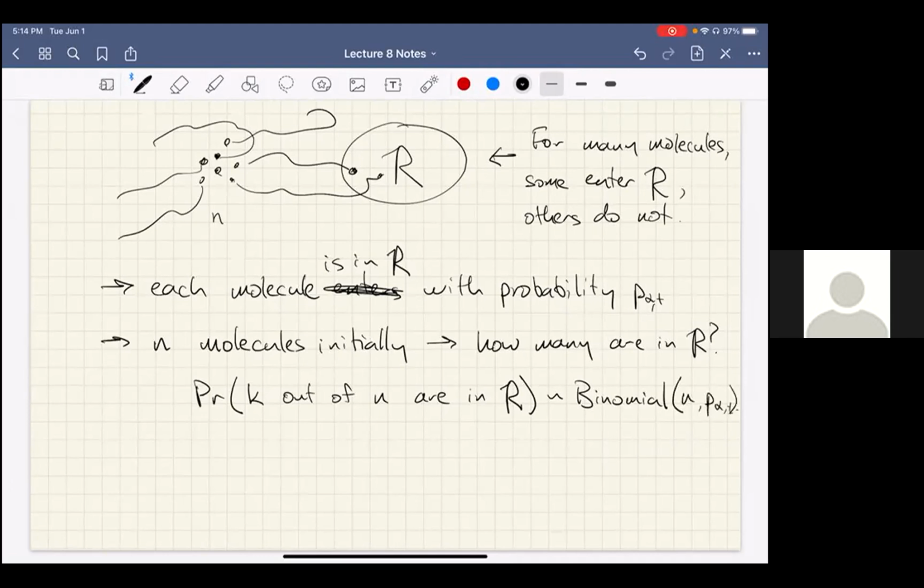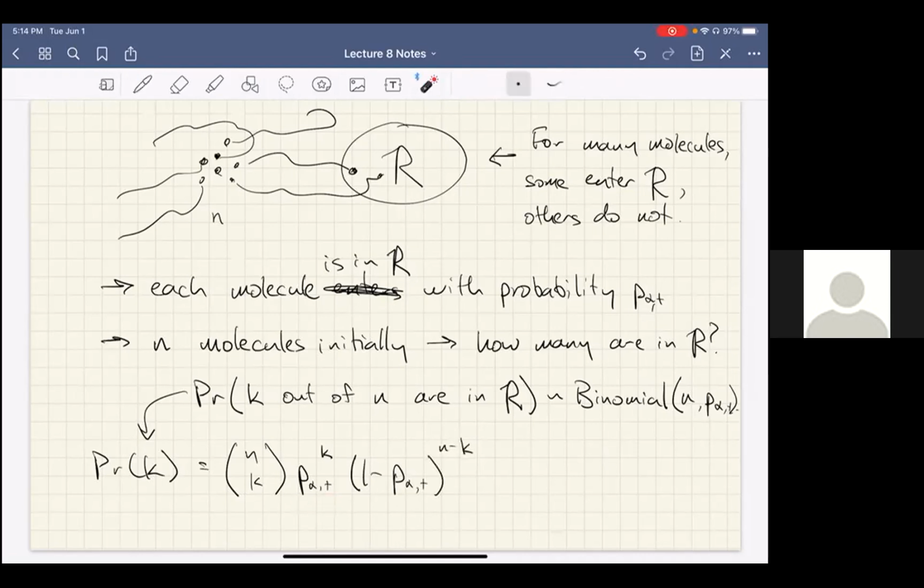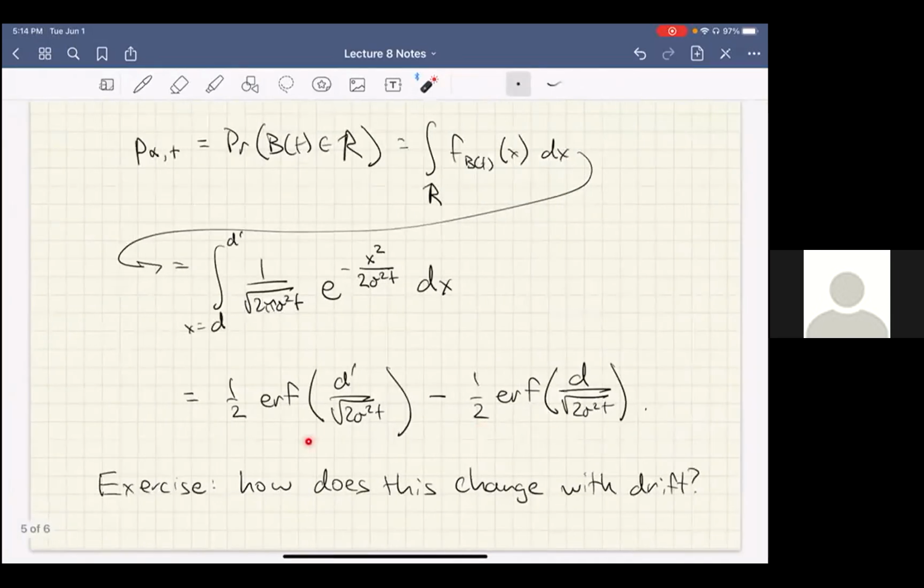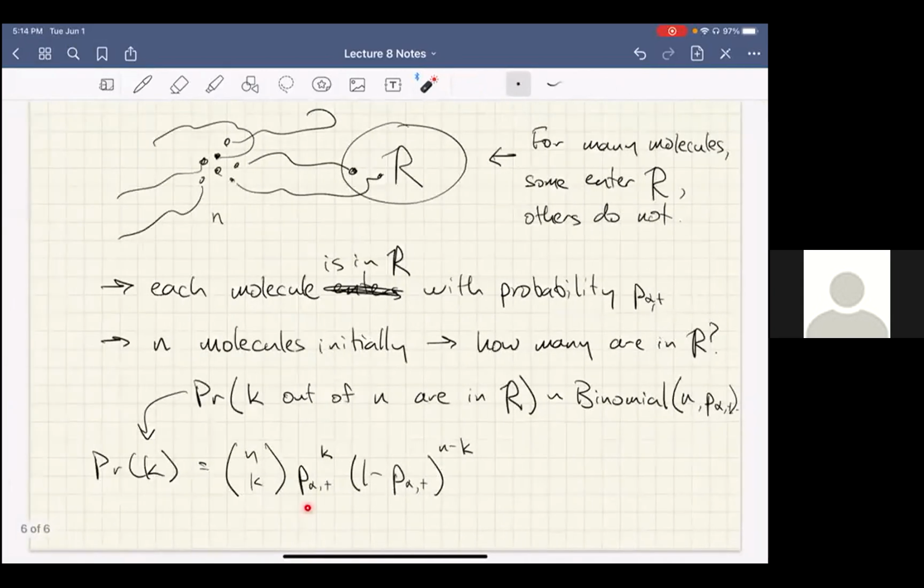In other words, this probability, let's call it probability of k, is n choose k, p alpha t to the k, 1 minus p alpha t to the n minus k. And recall that we know exactly what this is. It's given over here. So you could, if you want, substitute that in over here, but just know that we can actually get that if we want.